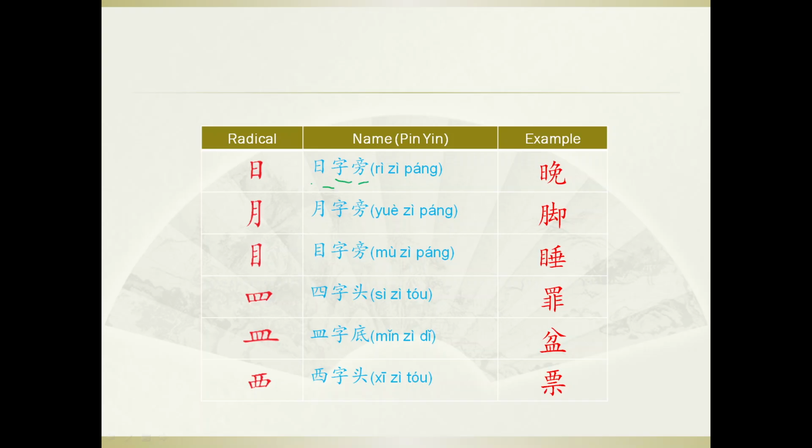日字旁, sun, word, side. So this radical is exactly this word, and it looks like a sun too. And usually sits aside of a word. Let's write it.